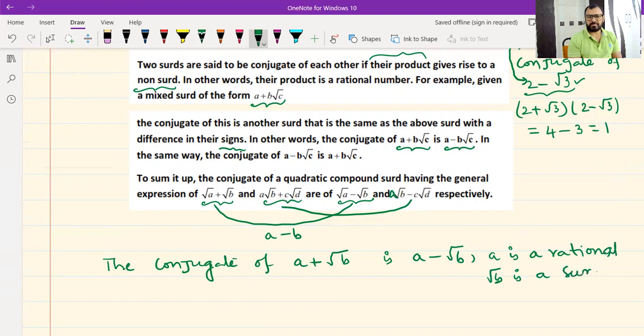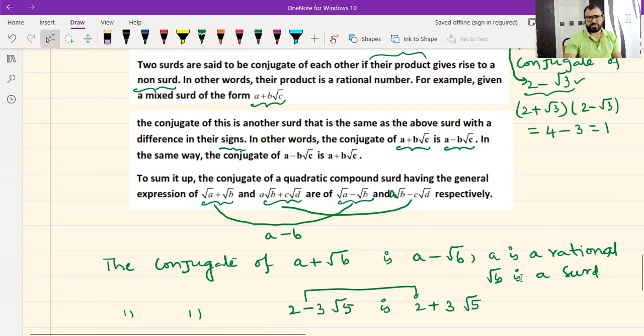The conjugate of, for example, 2 minus 3 root 5. So what is the conjugate of this number? You just change the sign here. You write 2 plus 3 root 5. This is the conjugate.